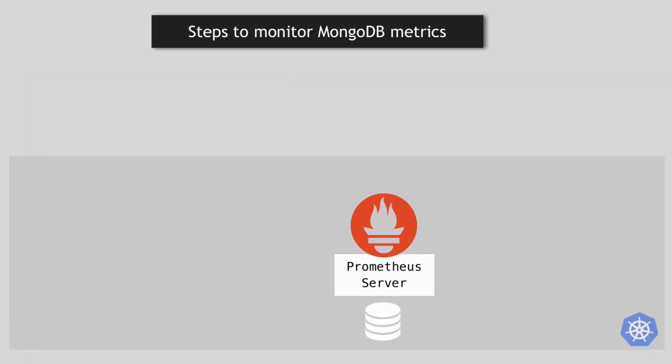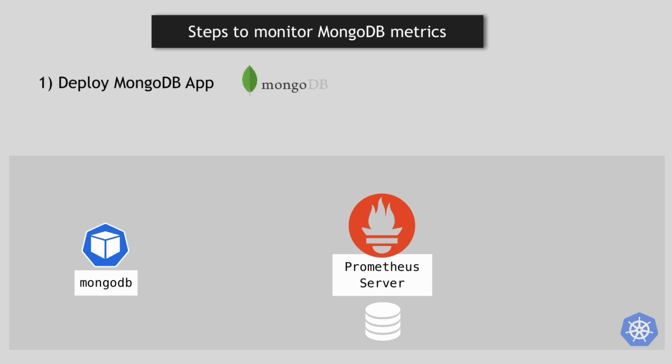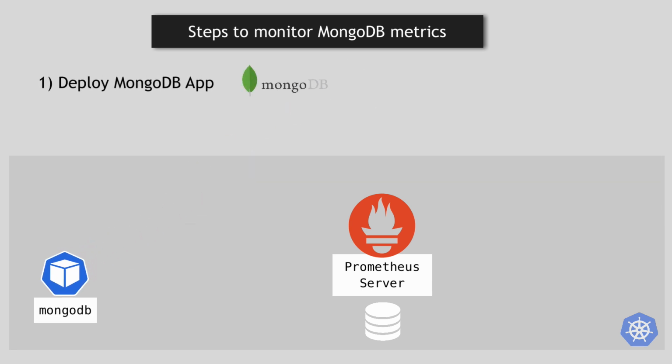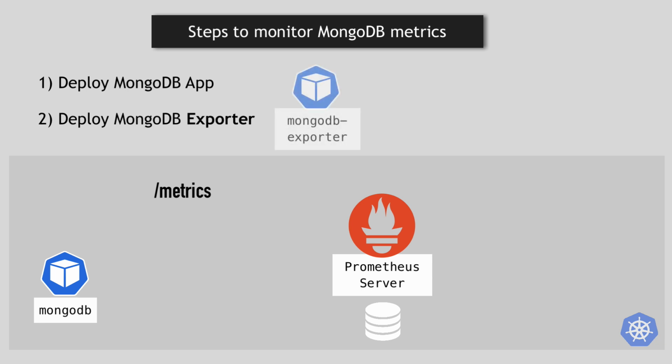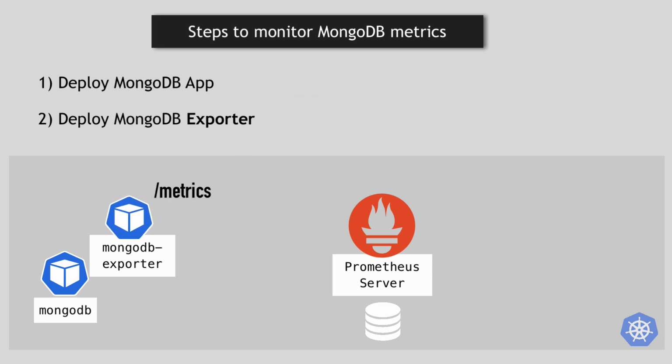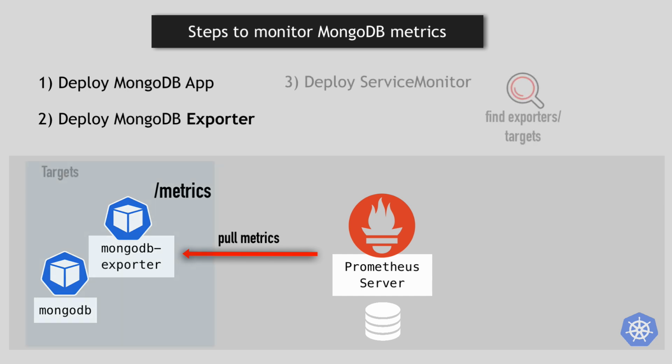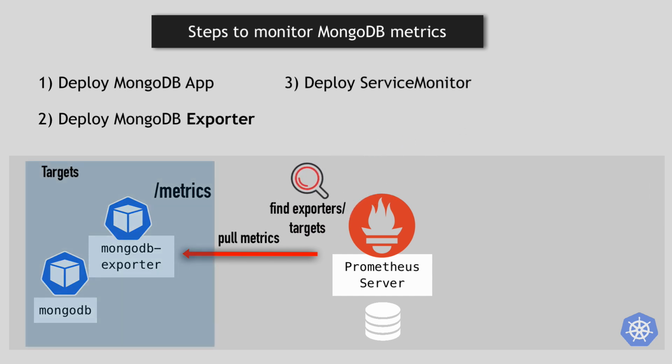After that, in the cluster with Prometheus running, we're going to deploy a MongoDB application, and we're going to expose the data of MongoDB or metrics of the MongoDB application using MongoDB Exporter. And once the metrics are exposed through a MongoDB Exporter, we're going to allow Prometheus to scrape these metrics. And we're going to do that using another component which is called Service Monitor.